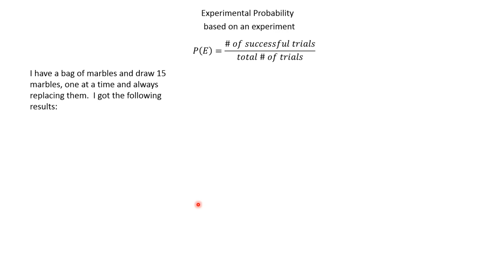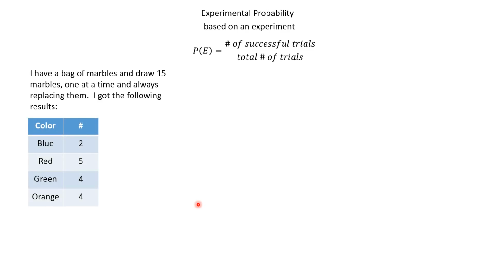That's a with replacement thing. That way, each time the probability is the same. If I kept the marbles, the bag is changing. It's changing the probability of the bag. Anyway, so I do this 15 times, and I get the following results.